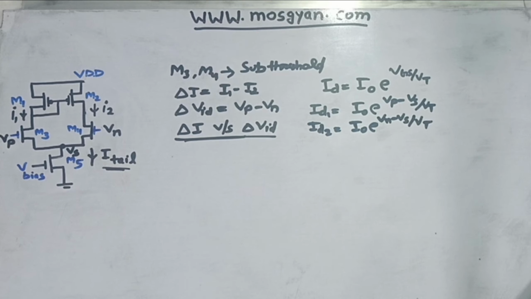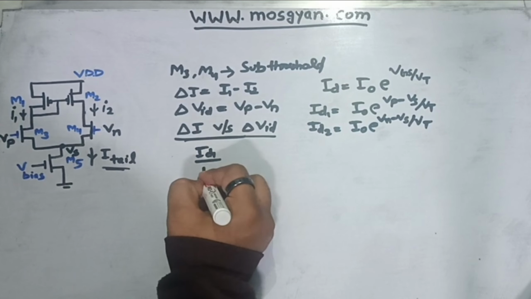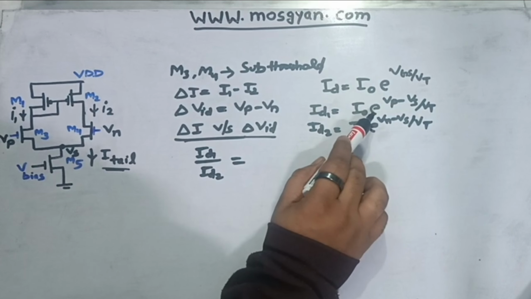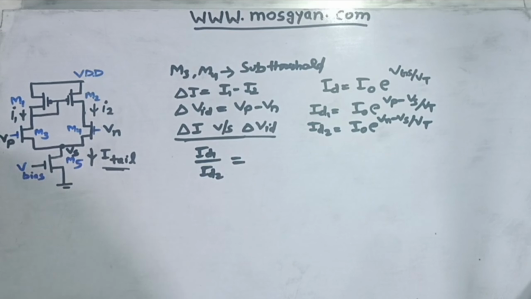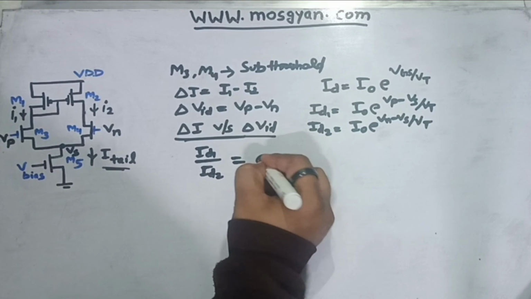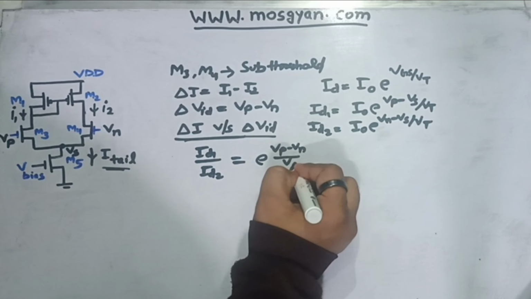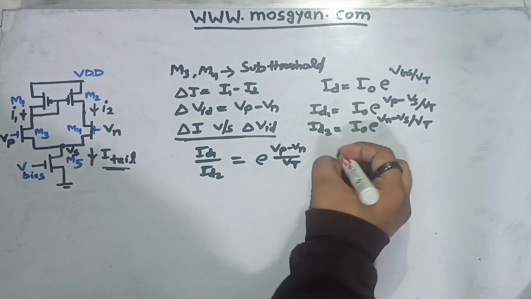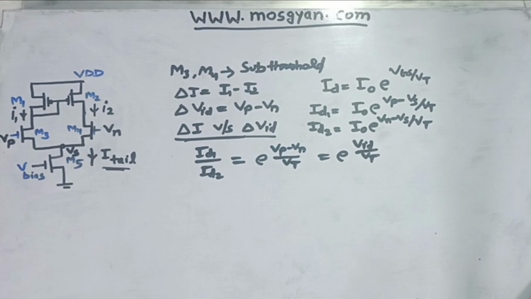Now if we divide these two currents, we will get ID1 divided by ID2. So what we will get? I0 to I0 will get cancelled out, and e to the power Vp minus Vs upon Vt divided by e to the power Vn minus Vs upon Vt. If we solve this equation, ultimately we will get e to the power Vp minus Vn upon Vt. Now we already know Vp minus Vn we are representing by delta VID. So we can write this as e to the power delta VID upon Vt. So this is the equation which we have written for ID1 divided by ID2.